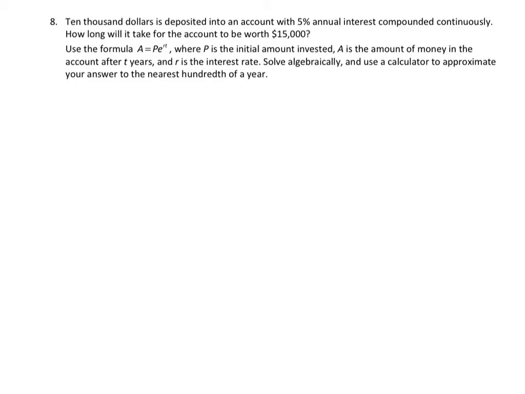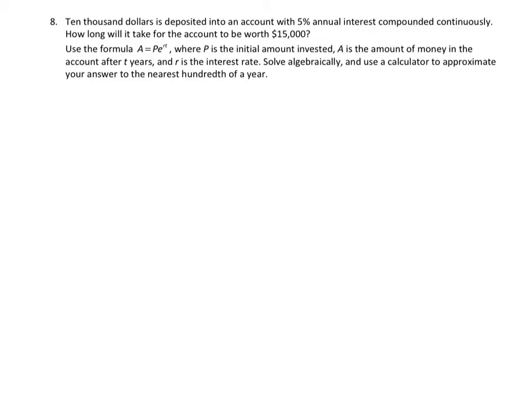This next example is a real-life application of an exponential equation that we're going to solve. It says $10,000 is deposited into an account with 5% annual interest compounded continuously. How long will it take for the account to be worth $15,000? Use the formula A equals Pe to the rt, where P is the initial amount invested, A is the amount of money in the account after t years, and r is the interest rate. Solve algebraically and use a calculator to approximate your answer to the nearest hundredth of a year.